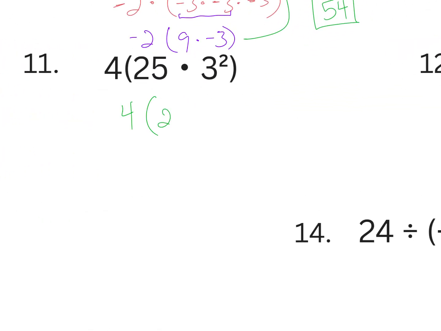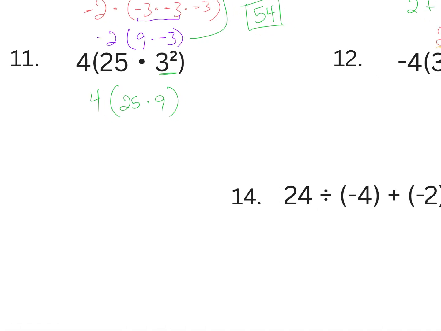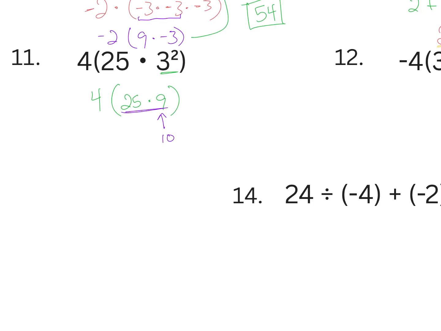4 times 25 times, and that's 3 squared. So that's 3 times 3, which is 9. Okay, now another way that you can kind of do some of this bigger multiplication in your head is that dude is 1 away from 10, right? If I asked you to do 25 times 10, I think you would come up with 250 pretty easily, right? But then you need to subtract 25 to get back down to 9.